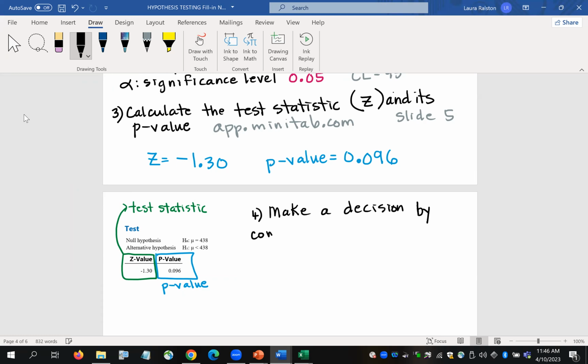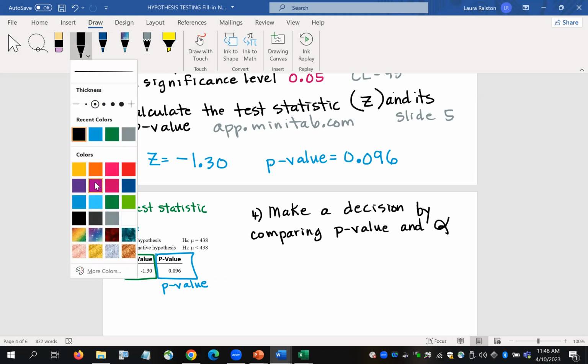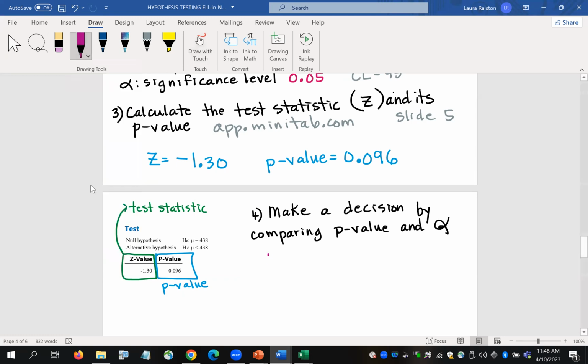By comparing the p-value and alpha. The p-value, as always, comes from Minitab. So my p-value in this scenario is 0.096. My alpha was given as 0.05. We're going to compare those, again, digit for digit.